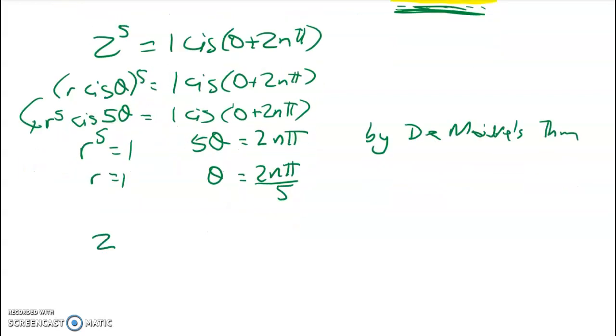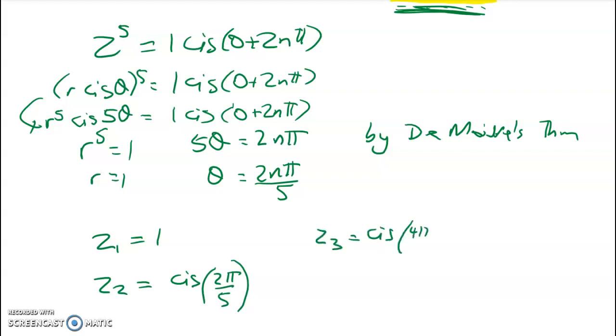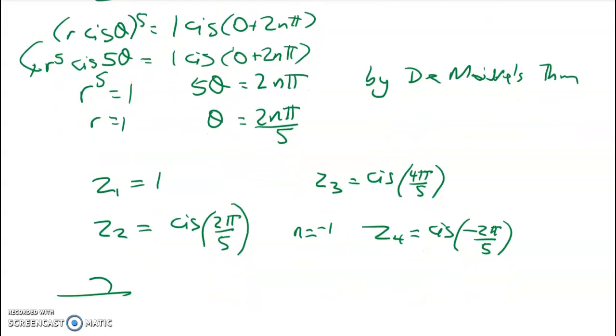Right, so Z1 is equal to 1. Z2 is where n is equal to 1. It's going to be cis of 2 pi on 5. Z3 is going to be cis of 4 pi on 5. Now I'm going to start working backwards with n equals -1. So I get Z4 is equal to cis of -2 pi on 5, because remember I'm trying to keep my arguments between 0 to pi and 0 to -pi.